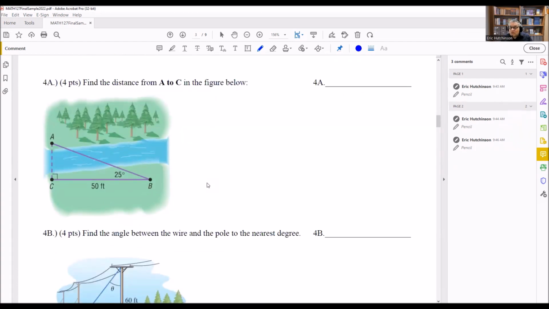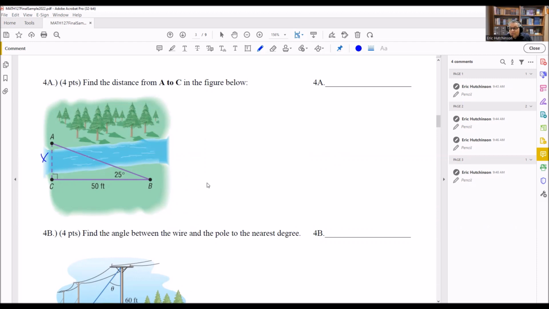Next, we're going to find the distance from A to C in this figure. That's the dotted line that we see in this figure here. This is another problem where we want to use SOHCAHTOA. We want to pick a trig function that relates to the information that's provided here. So what I want to find is this dotted line. Let's put an X there. That way we have that side labeled.